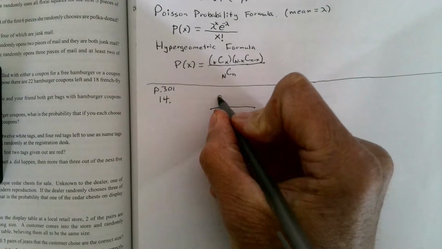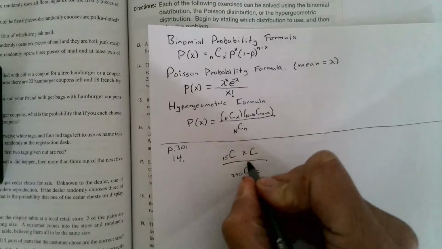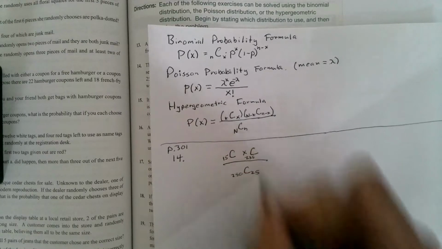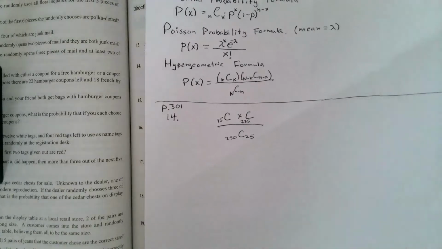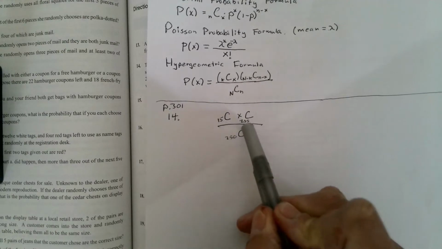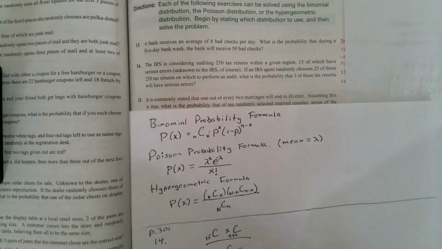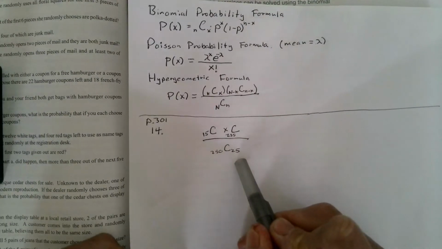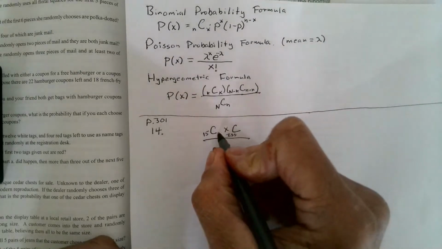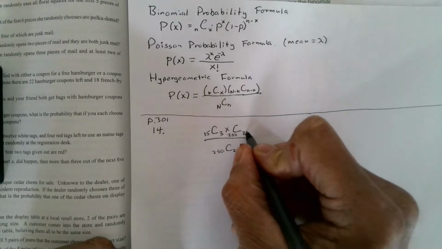Now the tax returns consist of 15 with errors and 235 that do not have errors. The 15 are the ones that have the errors, and these are the ones that do not have the errors. Of the 25 that I'm going to select, it asks for the probability I select 3 with errors, and that must mean that I select 22 without the errors.